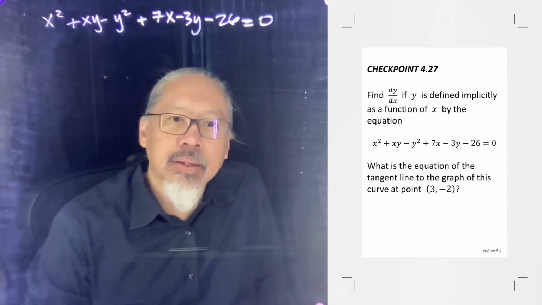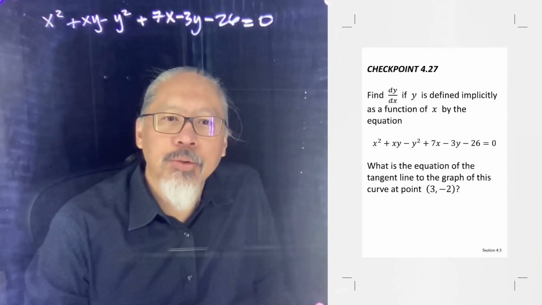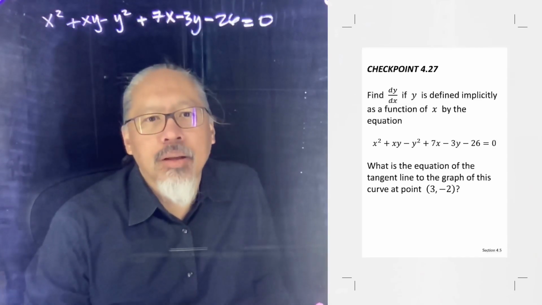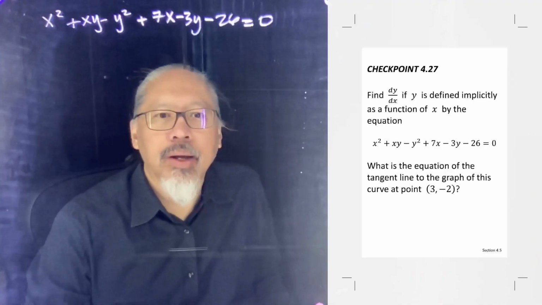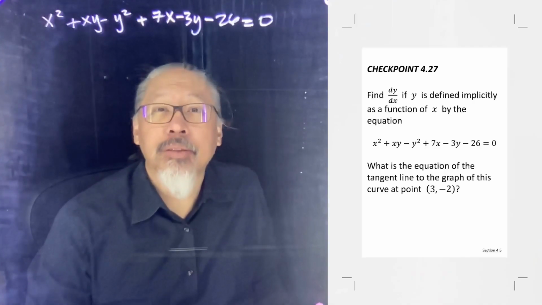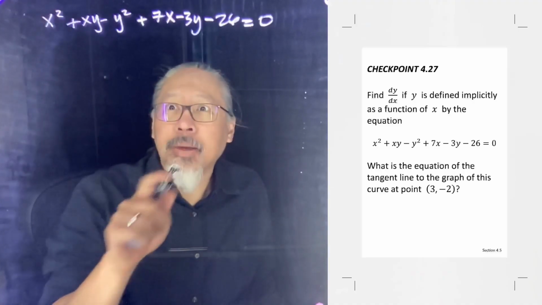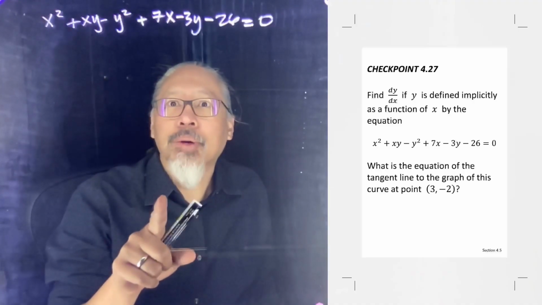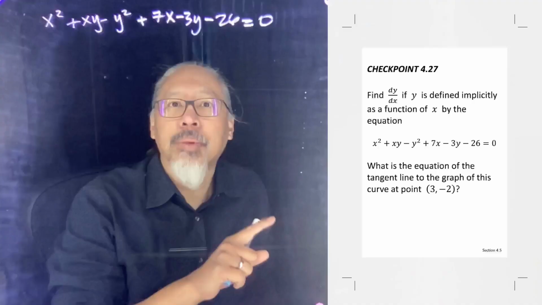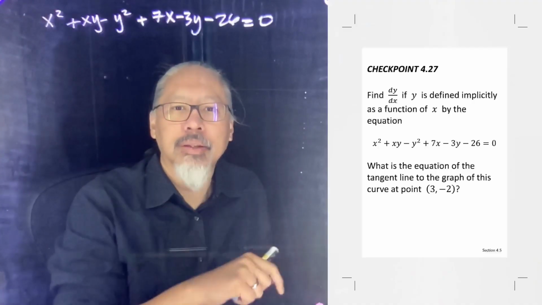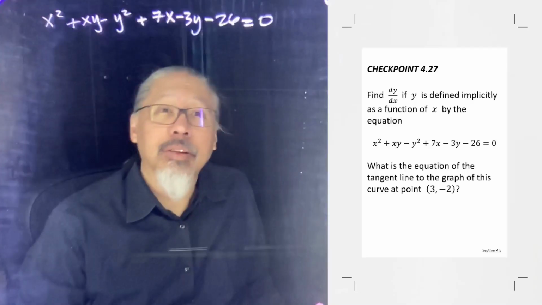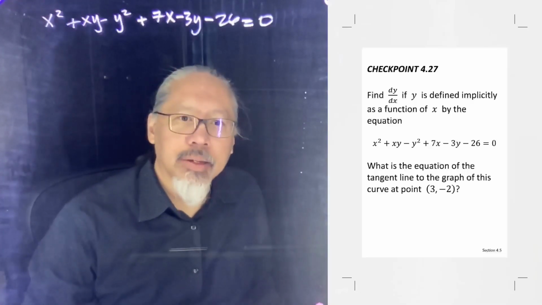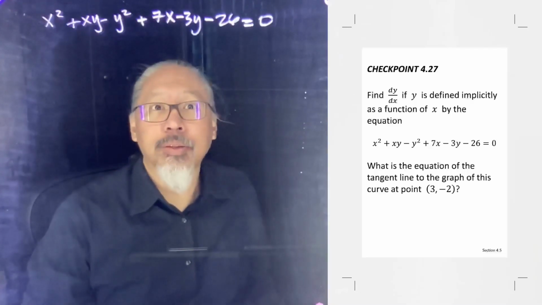Hello, and this is checkpoint 4.27. They want us to find the derivative of y with respect to x, where y is defined implicitly by this function, x squared plus xy minus y squared plus 7x minus 3y minus 26 is equal to 0. After we find the derivative, they want us to find a tangent line at the point (3, -2).